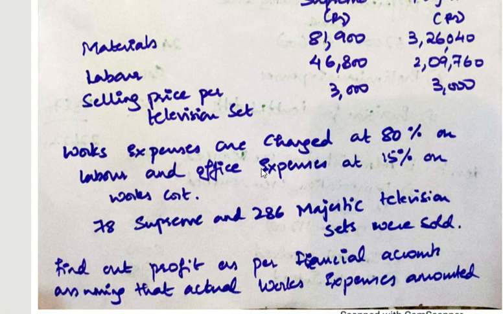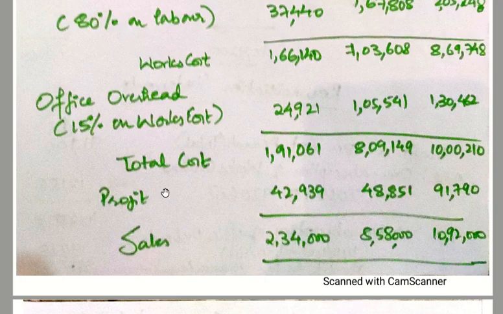Office overheads, they have told office expenses at 15% on works cost. So 15% on works cost. So 15% on 1,66,140, which is 24,921. And 15% on 7,03,608, which is 1,05,541. So you get the total to be 1,30,462, which is your office overhead. So the total cost we get.